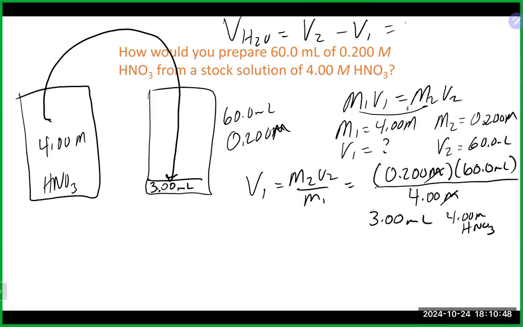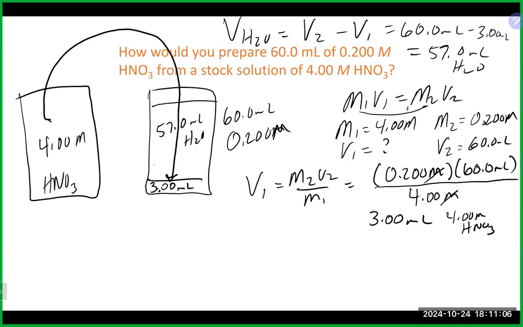We want to end up at 60, and we already tossed in there 3. So I can go with no calculator on this one. 57, I hope, milliliters of water would be needed. So we would top this off with about 57 milliliters of deionized water in most cases. And at that point, if I give it a little mix, I will then have a total volume of 60 milliliters, and that solution should have a concentration of 0.2 molar.